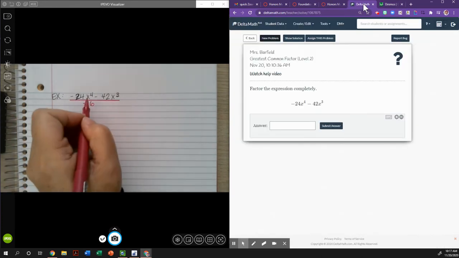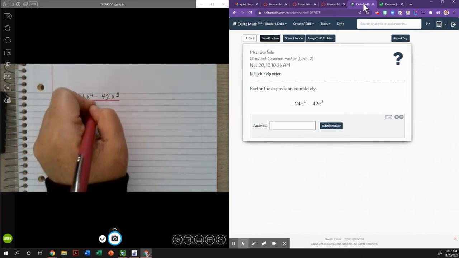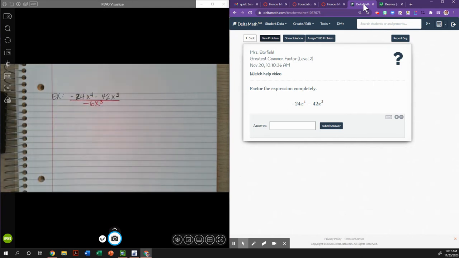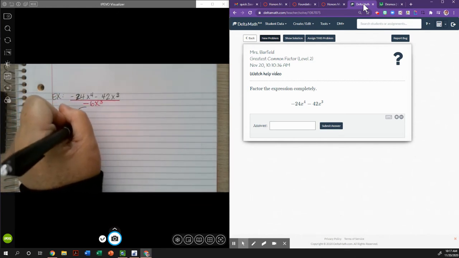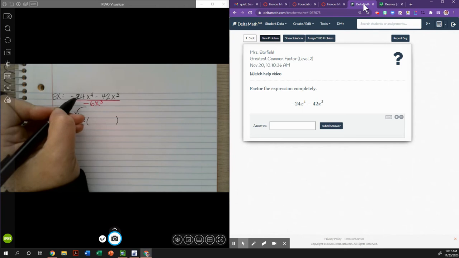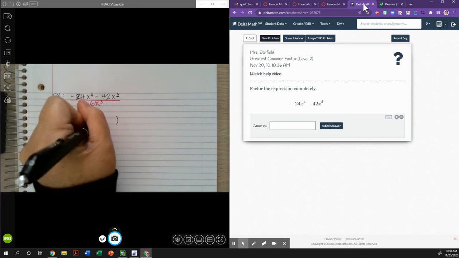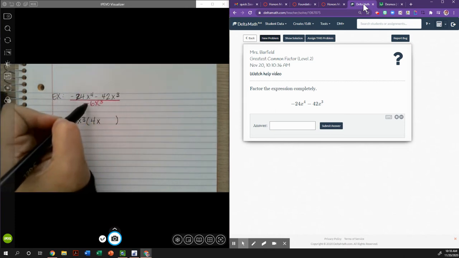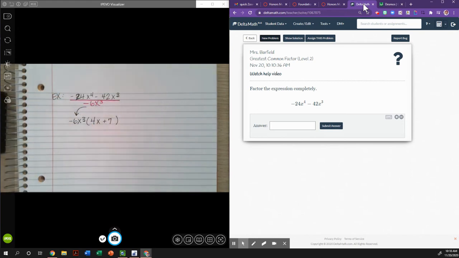All right, then I'm going to look at the x's. They both have x's in common, and I'm going to go with the smallest exponent for my greatest common factor. So my greatest common factor is negative 6x to the third. All right, so now I'm going to say negative 6x to the third, parentheses. Now I'm going to divide. Negative 24 divided by negative 6 is 4. 4 minus 3 gives me x. Negative 42 divided by negative 6 is positive 7, and 3 minus 3 is 0. All right, so this is my answer.